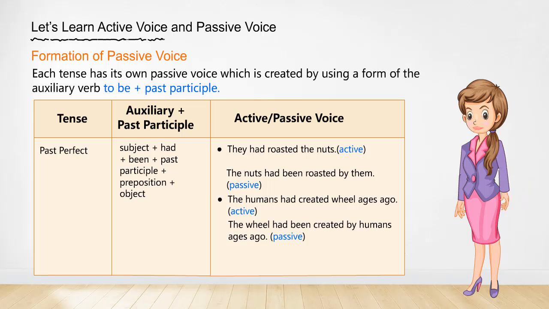Subject plus had plus been plus past participle plus preposition plus object. They had roasted the nuts. Active. The nuts had been roasted by them. Passive. The humans had created wheels ages ago. Active. The wheel had been created by humans ages ago. Passive.